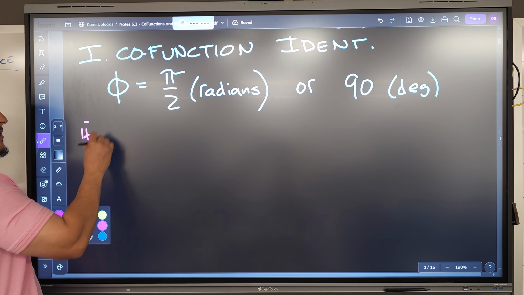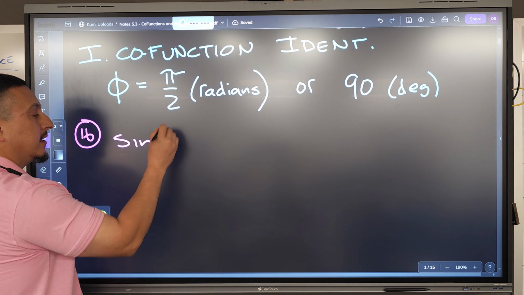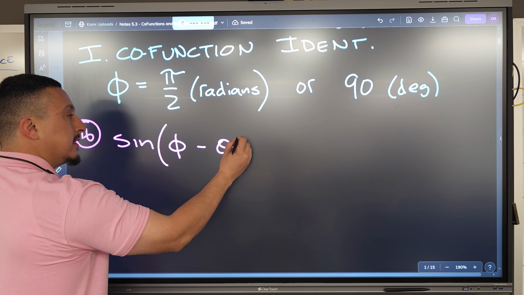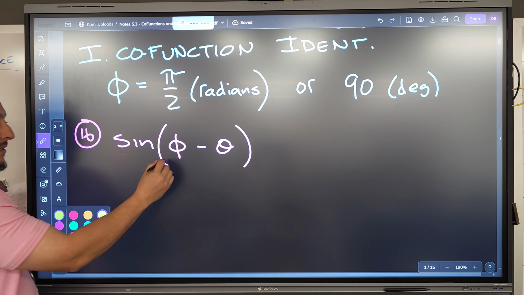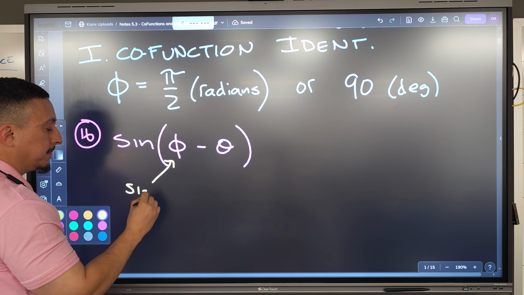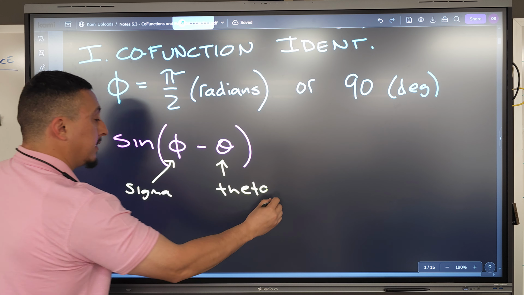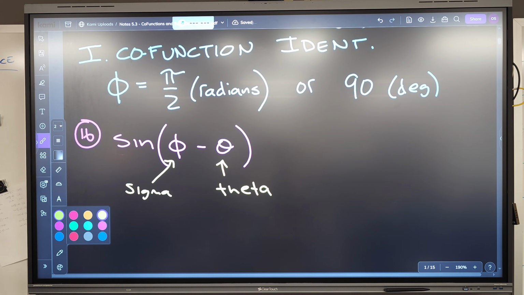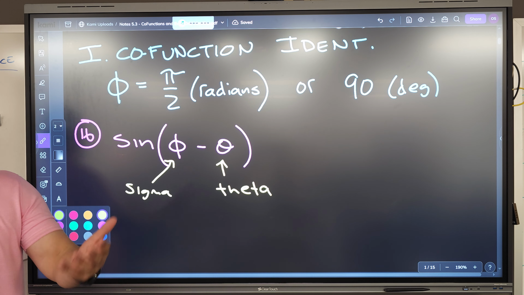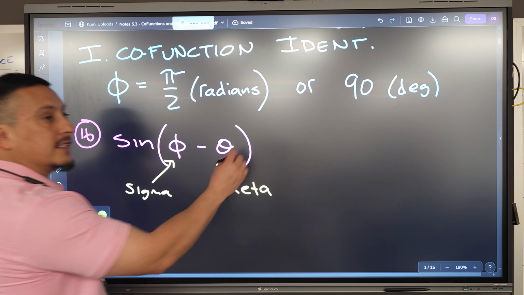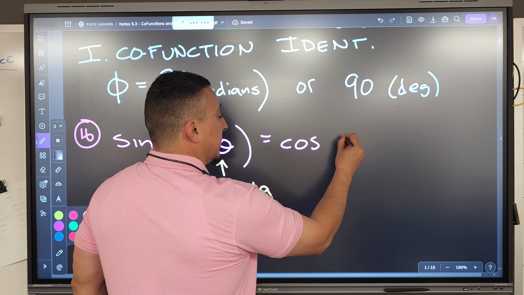So 16 says the sine of sigma minus theta. Okay, these are Greek letters. This one's sigma and this one's theta. So in Trig we use a lot of the Greek letters. There's just variables like x, y, z, but we use Greek letters instead. It's the same as cosine theta.